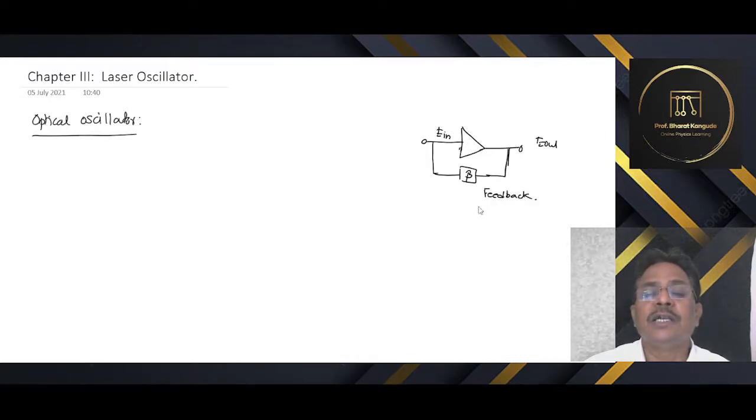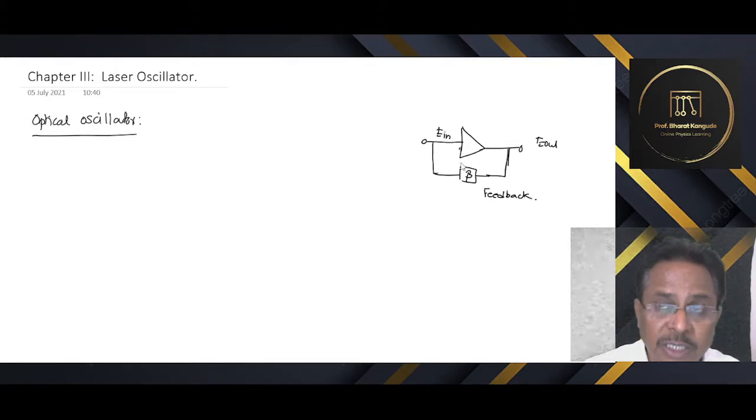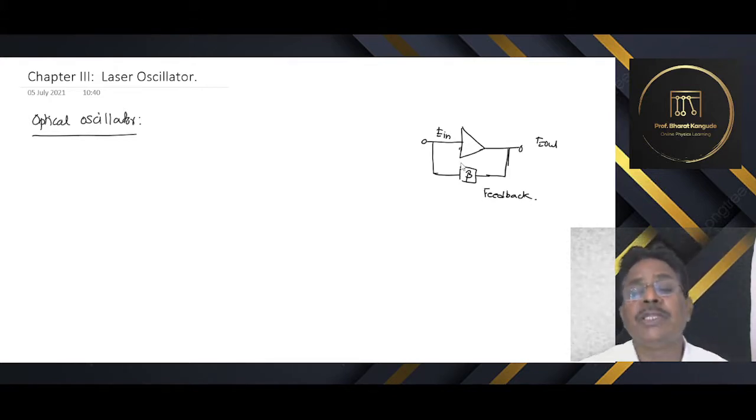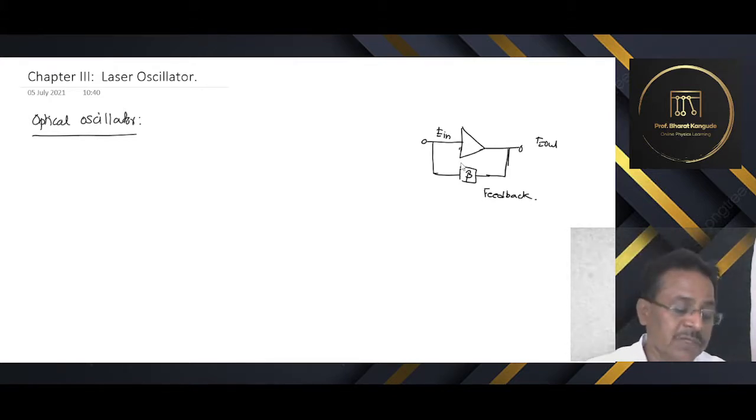As I said earlier, depending upon which input, inverting or non-inverting, we provide this feedback to, it is called positive feedback or negative feedback. Okay, so basically a laser is very much similar to this electronic oscillator.